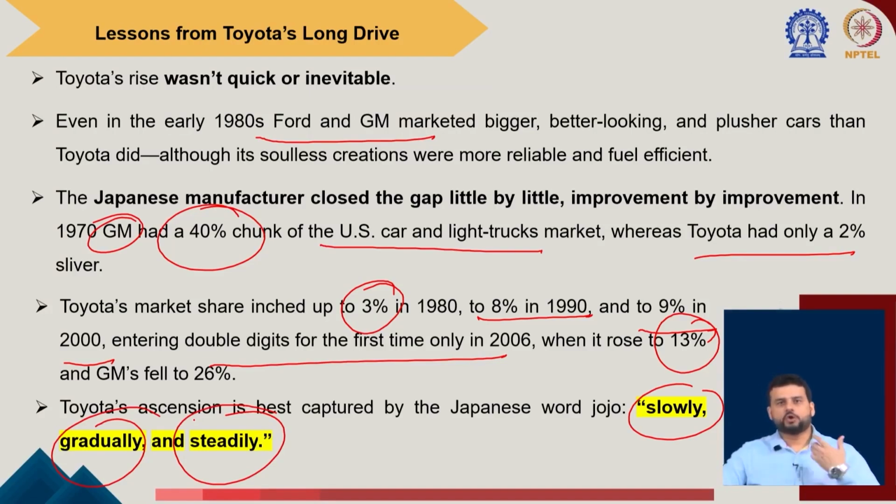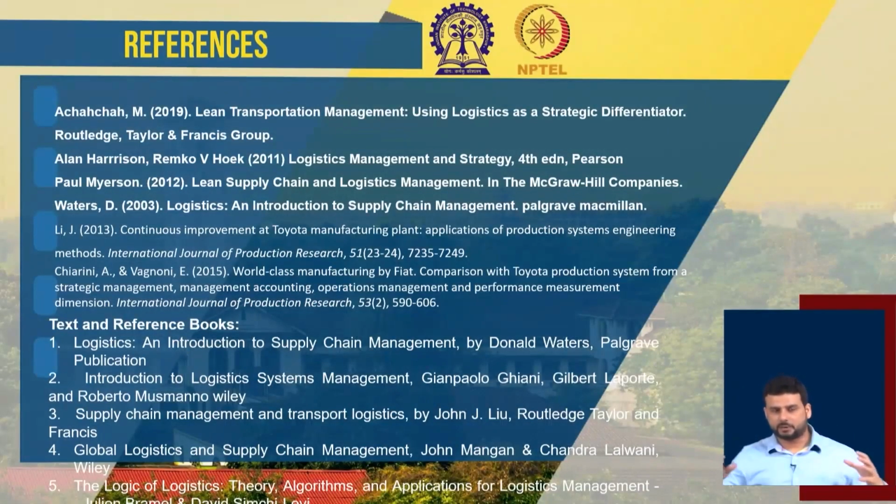So this is how you can see small step improvement led to big improvement in the overall production system. So this is all about lean logistics, how we can reduce the defects, how we can enhance the efficiency of value adding activities by reducing the non value adding activities.